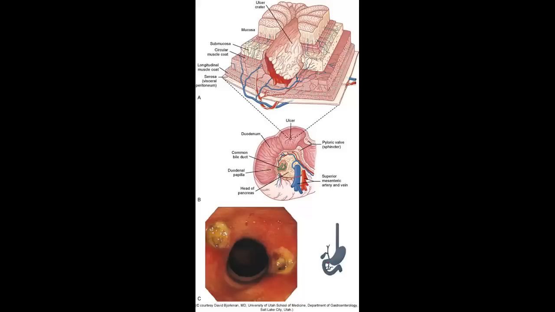This is another illustration that helps to illustrate what's going on there. At the top, you're seeing a picture of that erosion going through the different layers of the mucosa and the submucosa down to the vascular layer. That's coming off of that middle picture, showing you where that is in the stomach. And then coming down here, we're looking at an endoscopic view of that ulceration.